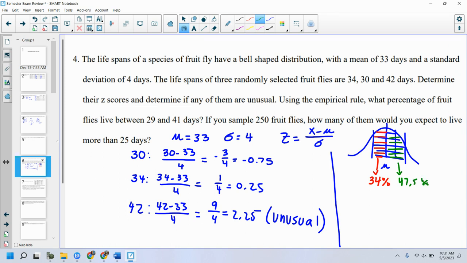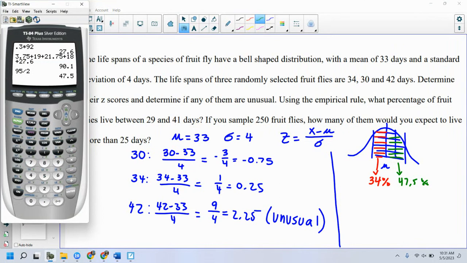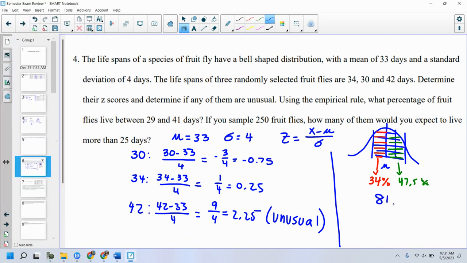So if I want to add those together, that's going to be my total area under the curve. 34 plus 47 and a half is 81 and a half. 81.5%. Now, did I answer my question? Determine what percentage of fruit flies. 81.5% of fruit flies would live between 29 and 41 days.